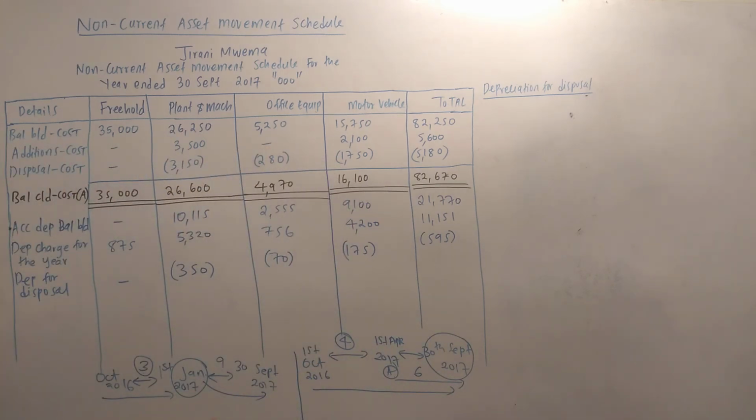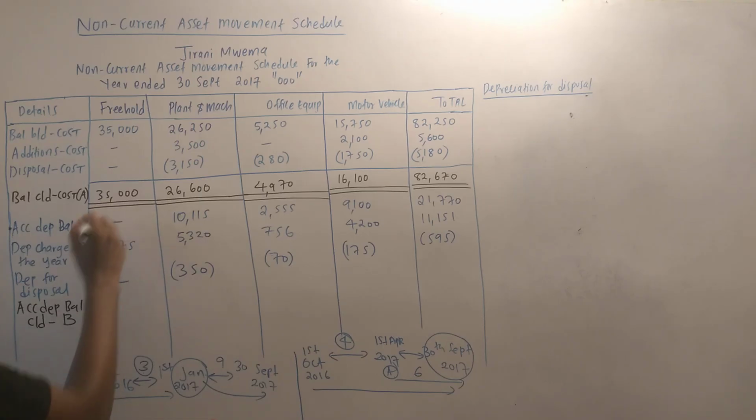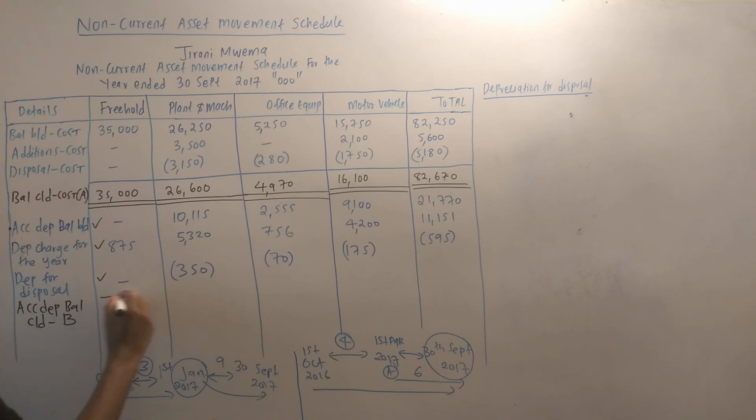Now we find the balancing figure. Maybe we shall confirm later to see if the representation will give us 350. But for now, the balancing figure is accumulated depreciation, balance carried down, and we call it B. So how do we find it? You take accumulated depreciation at the beginning, add the depreciation charge for the year, then less disposal. In this case, it will be 875.